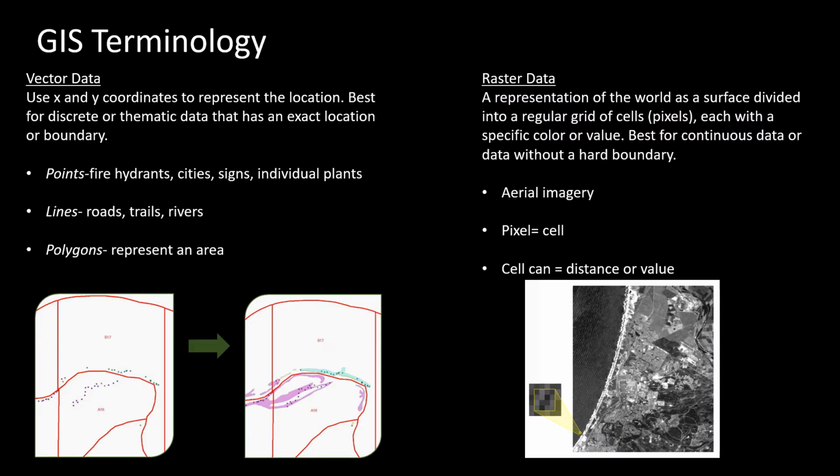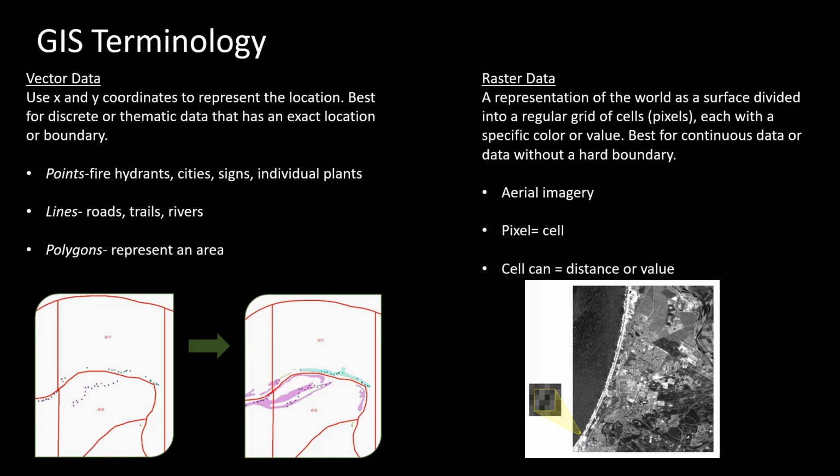So we saw this slide again back in Module 1, but I think it's important to review a little bit of terminology real quick. We have two different types of data in GIS, vector data and raster data. And vector data uses X and Y coordinates to represent the location of an object, right? And it's really the best for discrete or thematic data that has an exact location, like a city or a certain sign, a stop sign. A line would be a road or say a river, or polygon, again, representing an area. But it's discrete or thematic data, meaning it has an exact location.